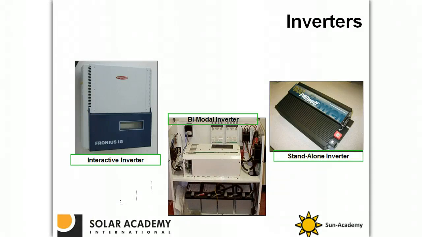Inverters convert DC power to AC power and are characterized by the DC power source they use, either a PV array or a battery, their power output, their operating voltage, power quality, and efficiency.